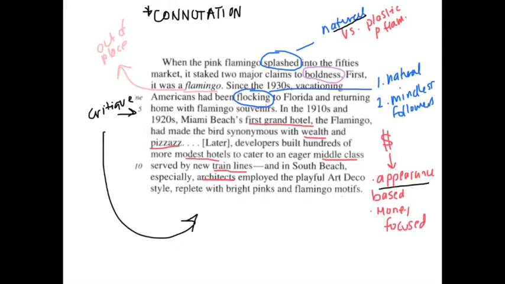And I see that in the transition in adjectives from grand hotel to more modest hotels. The fact that this is the sign of wealth is now trickling down from the sign of wealth and privilege to the middle class who clearly desires that same image.